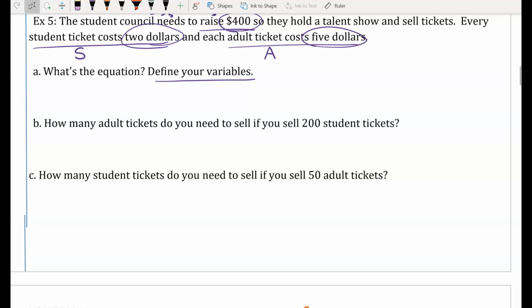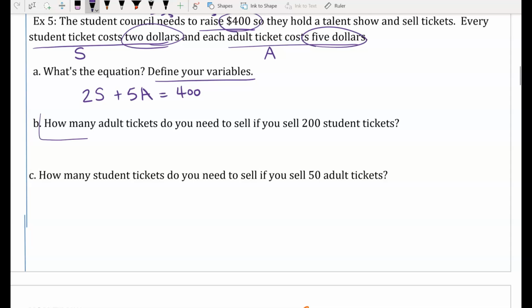So the amount of money they're going to get from selling student tickets is going to be $2 times the number of student tickets. And then we said we're going to add to that how many adult tickets they get multiplied by $5. And that's going to equal $400. So once I multiply those numbers of tickets by the corresponding cost of the ticket, then that will change this into a money equation, and our units match throughout the equation.